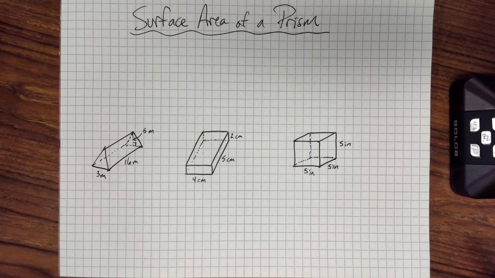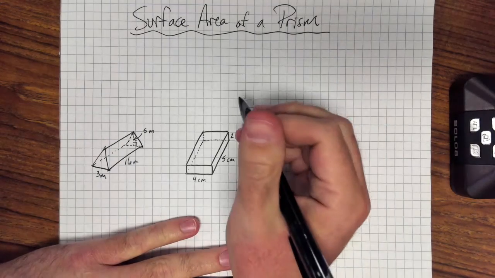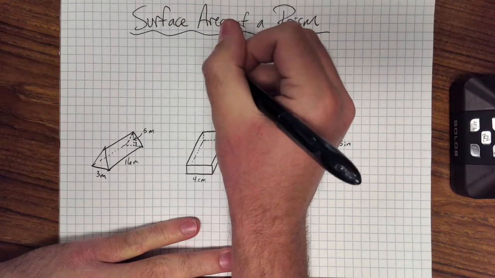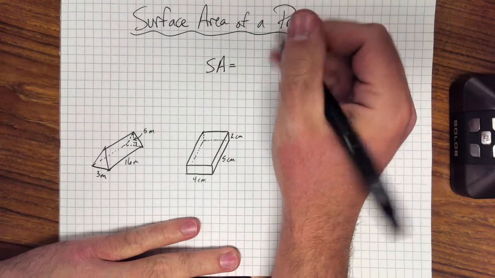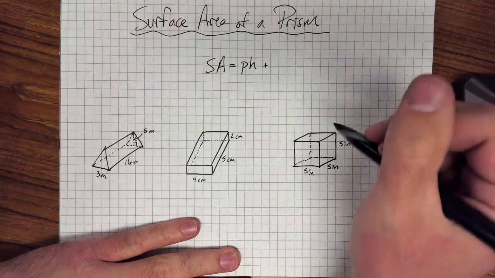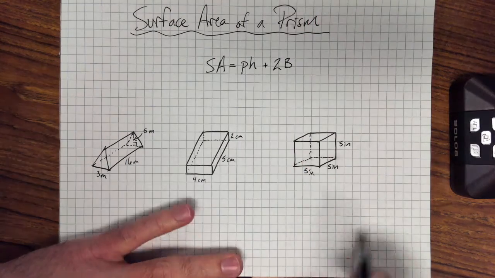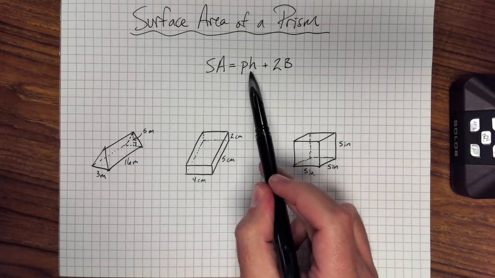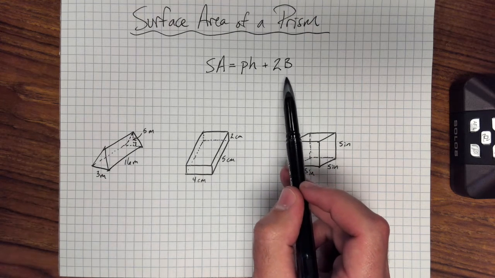Okay, let's look at how to find the surface area of a prism. Now, the surface area of a prism formula is the following. Surface area equals p times h plus 2 times B. Now, these are both lowercase, little p, little h, plus 2 times big B, uppercase B, right?